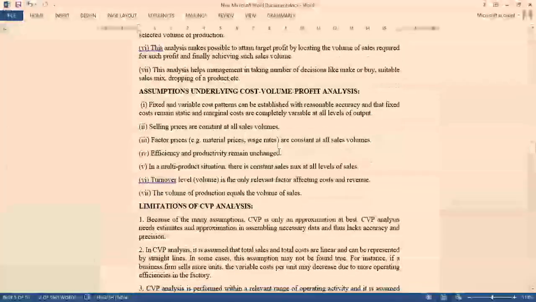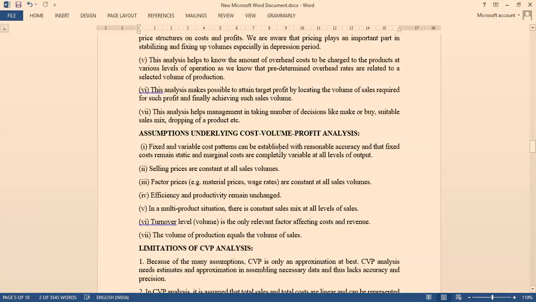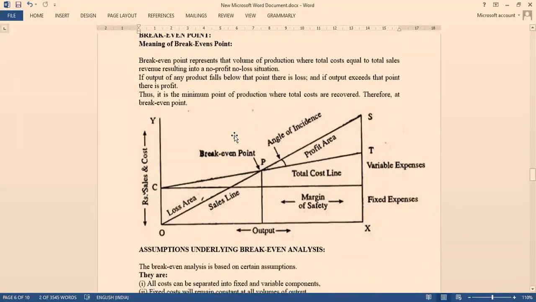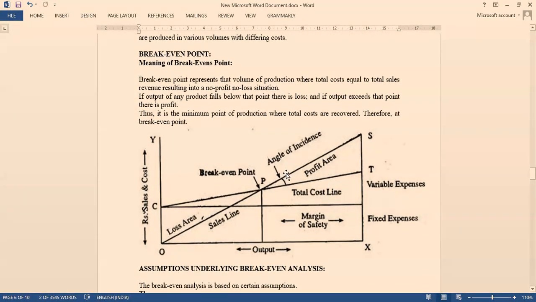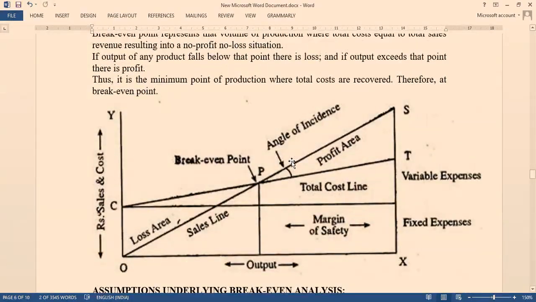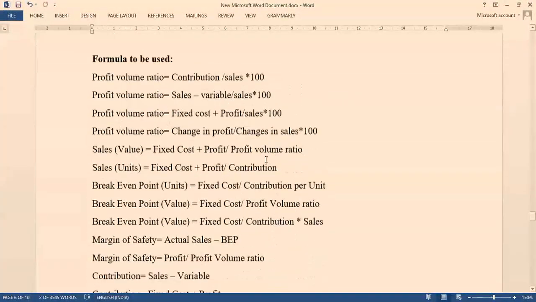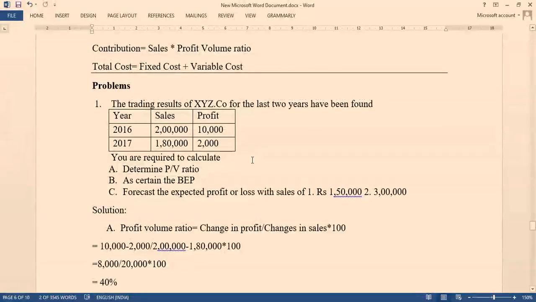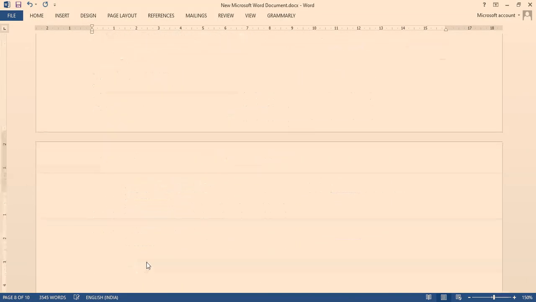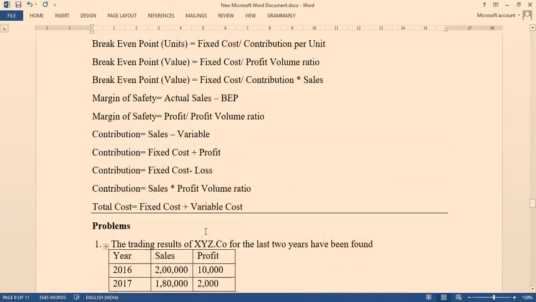Please make sure that before solving the problem, kindly read all the important notes which have been forwarded in the group. Make sure that it is easy for you. We also discussed the break-even point in the previous class. I think it is clear, and we had a discussion on all of this, right? With the help of this, now let me try to solve the problems one by one.